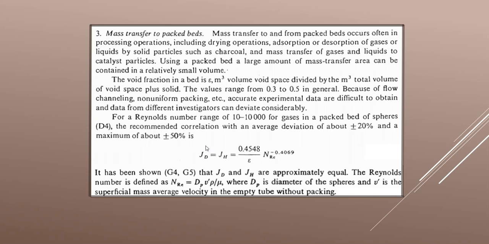Now, the Reynolds number is determined based on the original formula, that's diameter times V over rho divided by mu, where d sub p is the diameter of the spheres or a particle, and V prime is the superficial mass average velocity. Now, it is in the empty tube without the packing. So, it's different than the velocity with the packing inside the tube. So, we will have to specify that this one is V prime, not V in the original formula, because this one was measured based on the empty tube without the presence of the packing material.